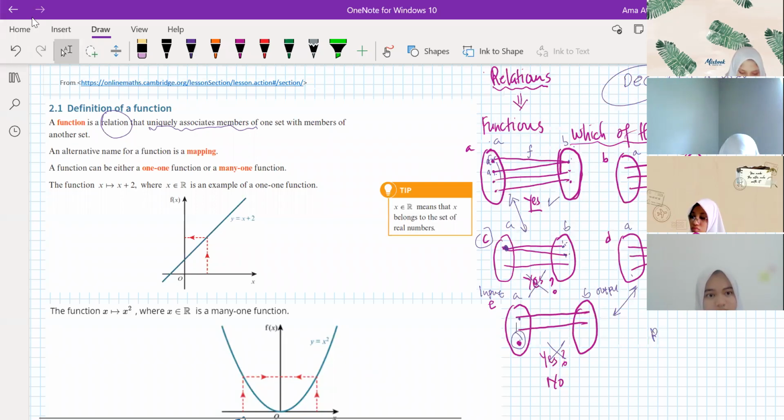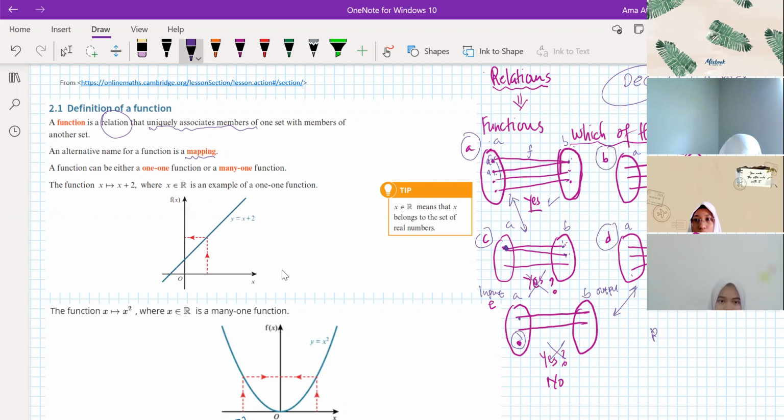Another name for a function is mapping. I have been saying this many times: mapping, maps from A to B. A function can be either one-one or many-one. Let me explain. Now we have narrowed our understanding to this: the function is A, B, and D. So the function can be divided into one-one and many-one.